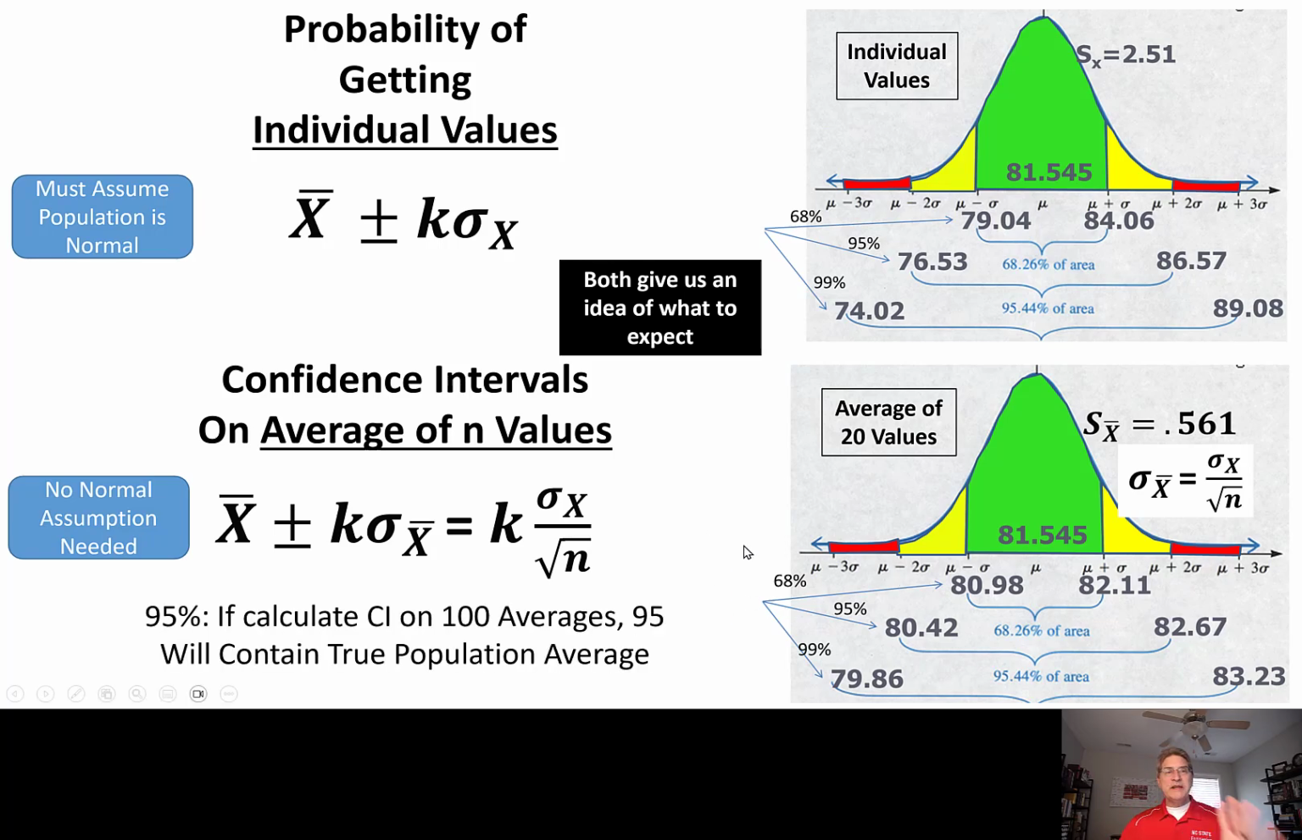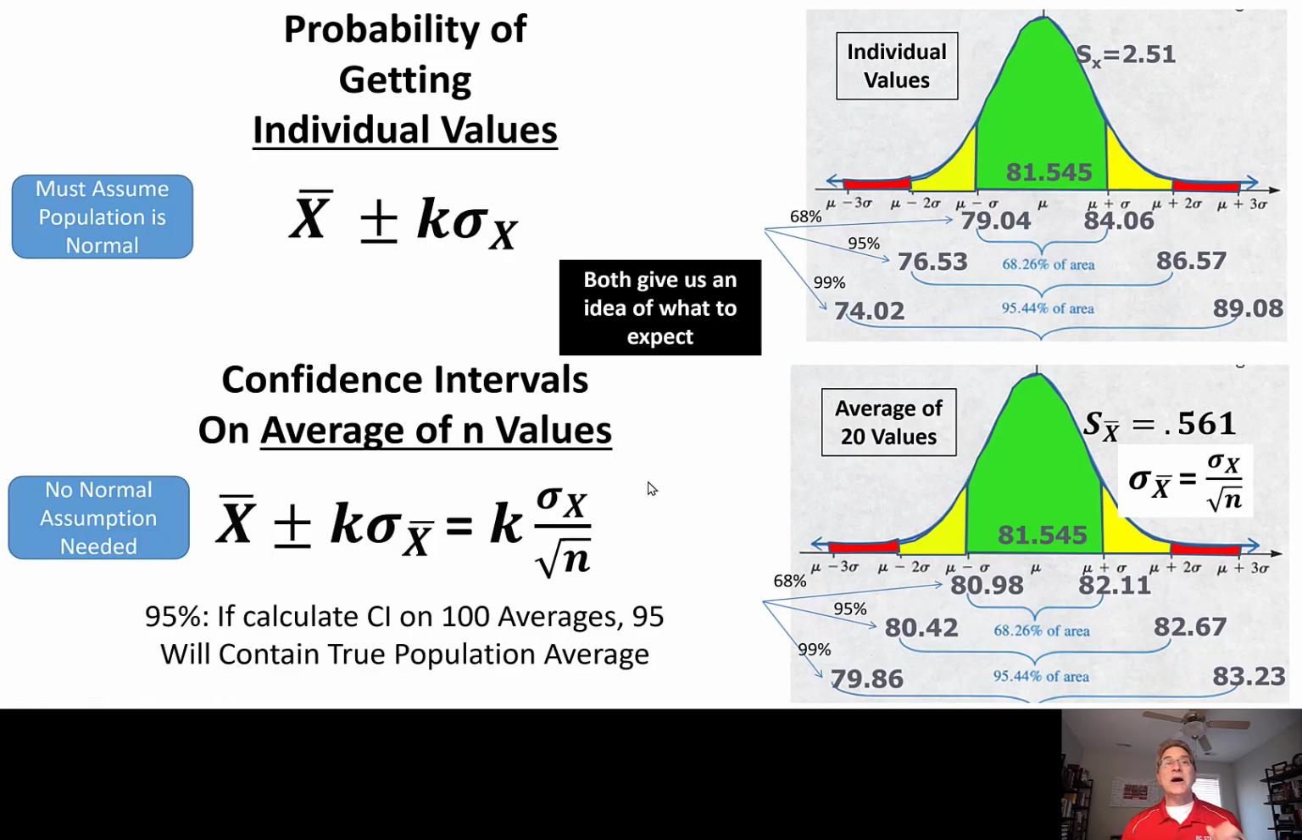Okay, now one thing I want to highlight. What's the difference between this and this? I didn't call this a confidence interval. It's not. It's the probability of getting these individual values. Down here, this is a confidence interval. That's a statistical term, and it's easy to think of a confidence interval from a practical standpoint. Let's say this is my 95% confidence interval. Then I'm 95% sure the true average falls within there.